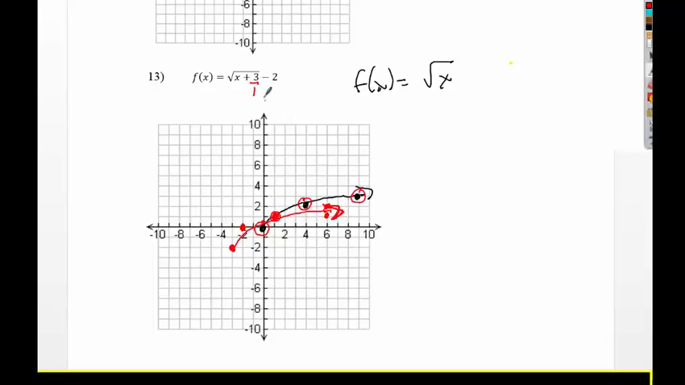So this is going to move everything to the left 3, and then down 2. So this is going to go left, right? And then we're going to go down. So just move every single point off of our standard, move it to the left 3, and then down 2.